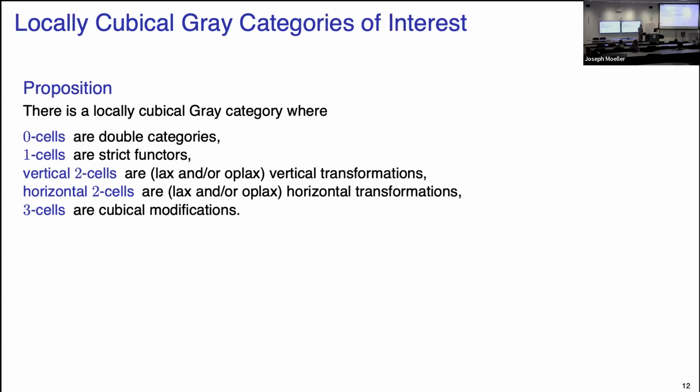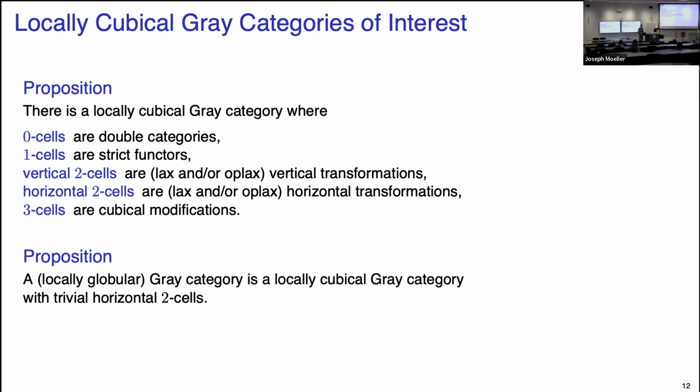Good. So why did I just spend 10 minutes telling you about locally cubical gray categories? Well, there's a couple reasons, one of which is that this is the structure formed by double categories themselves. So if we take double categories to be 0 cells, strict functors of double categories to be 1 cells, vertical transformations and horizontal transformations, each independently of whatever variance we want, to be the vertical and horizontal 2 cells, and the cubical modifications to be the 3 cells, then we get one of these guys. So even if you were a little fuzzy about what these things mean, now you kind of know, because you can work out the laws from what I just sketched for you.